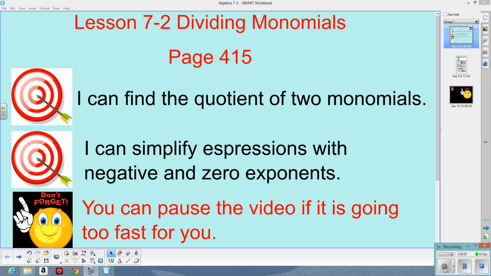In Lesson 7.2, you will find the quotient of two monomials. You will also simplify expressions with negative and zero exponents.